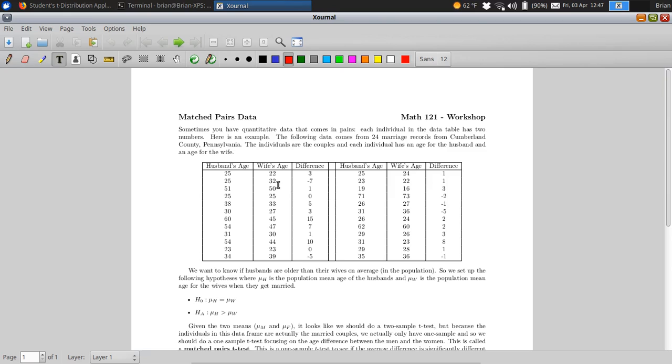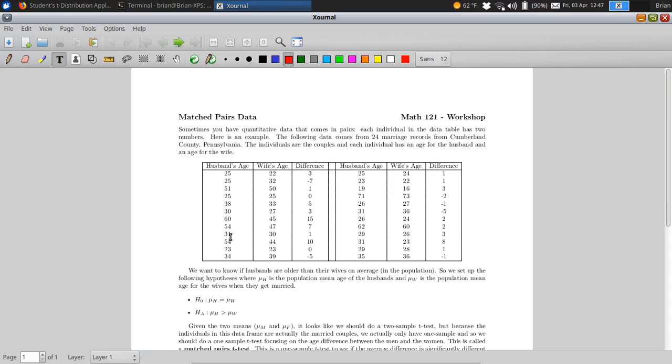And now we're looking at this data and asking a different question. We're asking how much older are the husbands than their wives on average? In particular, is there a significant difference between the husband's age and the wife's ages?